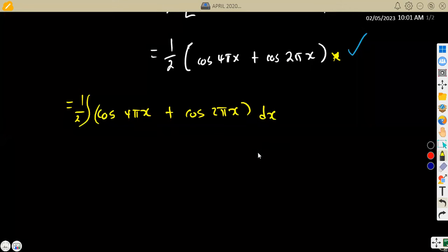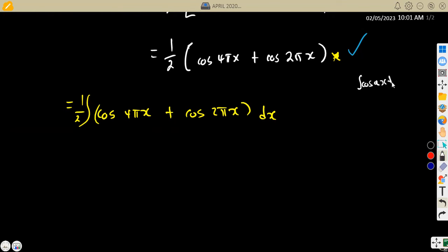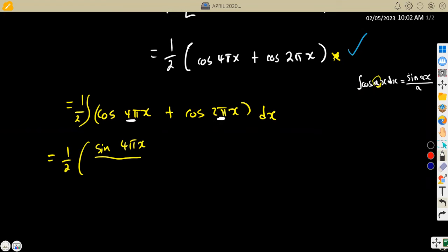Remembering that if you are integrating cos, it's going to give us a sine. Please note the integral of cos AX with respect to x is sine AX over A plus the constant of integration. So in this case, our answer is a half, then sine 4 pi x, but we divide by A, the coefficient of x, which is the number affecting x, 4 pi here. The same thing here: plus sine 2 pi x, divided by 2 pi. Everything, we add the constant of integration.